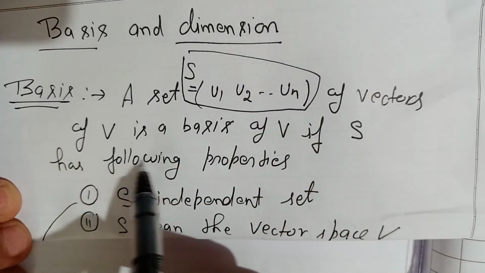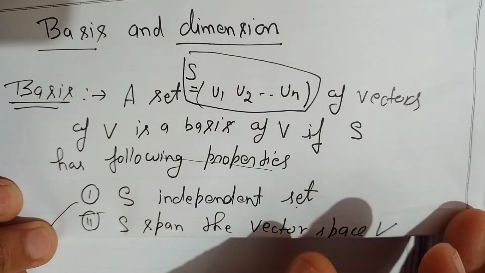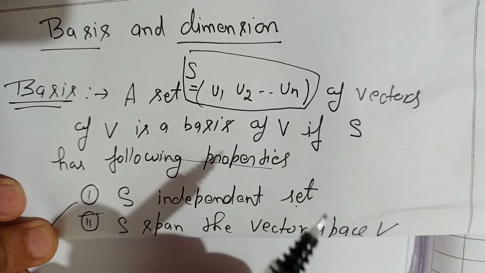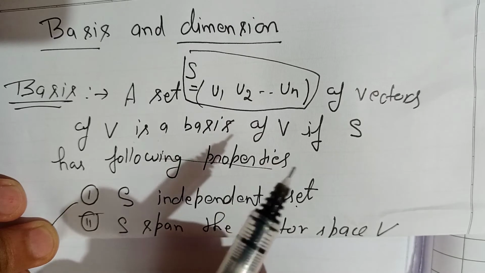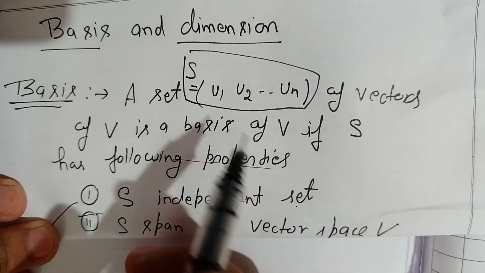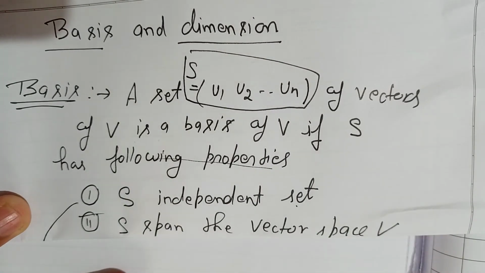So the first is clear, S is a linearly independent set, and the second one, S spans the vector space. It means each and every element of the vector space can be written as a linear combination of elements of S. Span means each vector of the vector space can be written as a linear combination of these elements. So this is called the basis. For basis, two properties: one is the set should be linearly independent, and second, S spans the whole vector space. Each element of V can be written as a linear combination of elements of S.